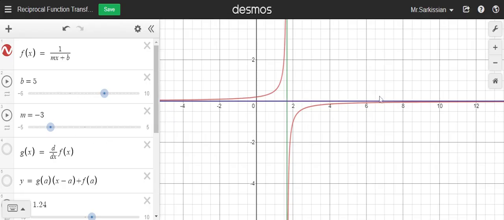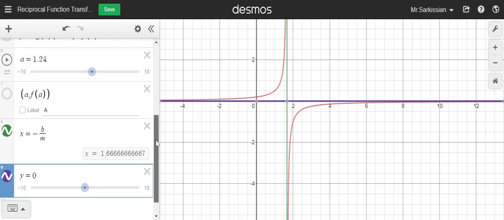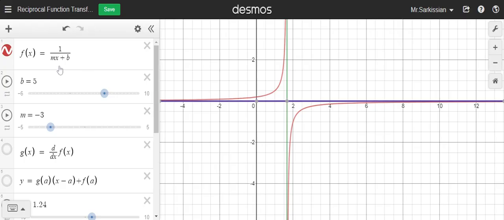Okay, so I hope you understood how a reciprocal function may change if the values of m and b in the denominator change.